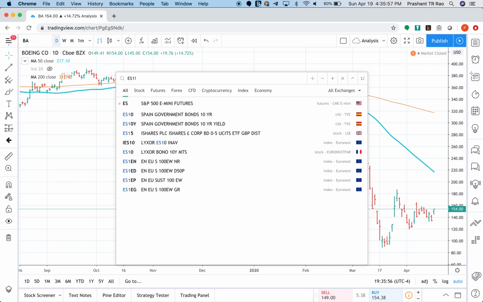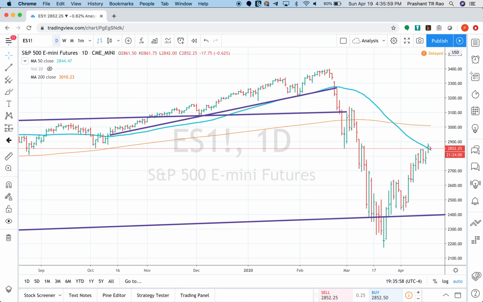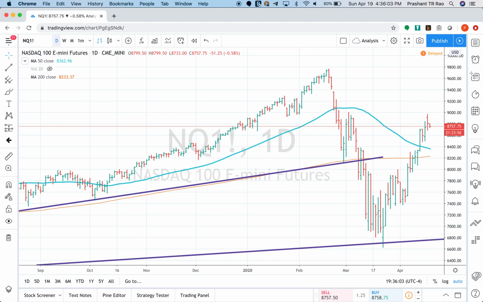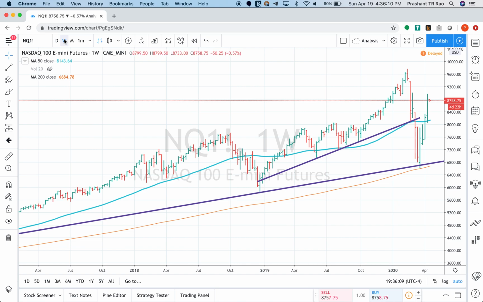So we'll come back to Boeing, but perhaps this is even more appropriate. Let's look at the Nasdaq. If you look at a weekly chart, you'll see that the Nasdaq hit very close to the 200-week moving average back in 2018, and this is the time when we had a bear market.